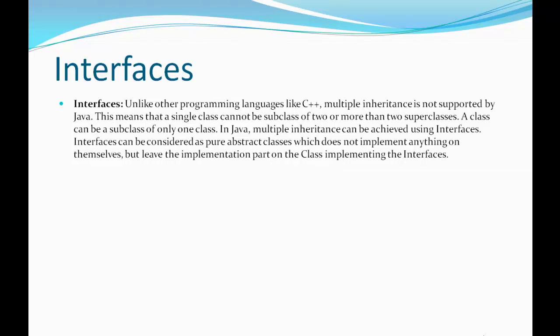This is where interfaces come into the picture. In Java, multiple inheritance can be achieved using interfaces. The interfaces can be considered as pure abstract classes which do not implement anything on themselves, but the implementation part is left to the classes which implement these interfaces.